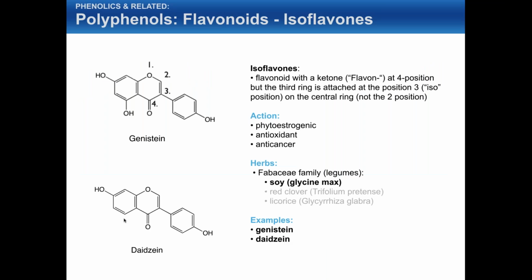So the next ones are the isoflavones. These are structurally similar to the flavones. The difference here is you still have the ketone at the 4 position, but the second ring has moved from the number 2 position to the number 3 position. The two classic isoflavonoids are genistein and daidzein. Those two are found in soy, and they may exist as a glycoside in soy, but these compounds are also found in other legumes. So, for example, red clover is a legume, licorice is a legume.